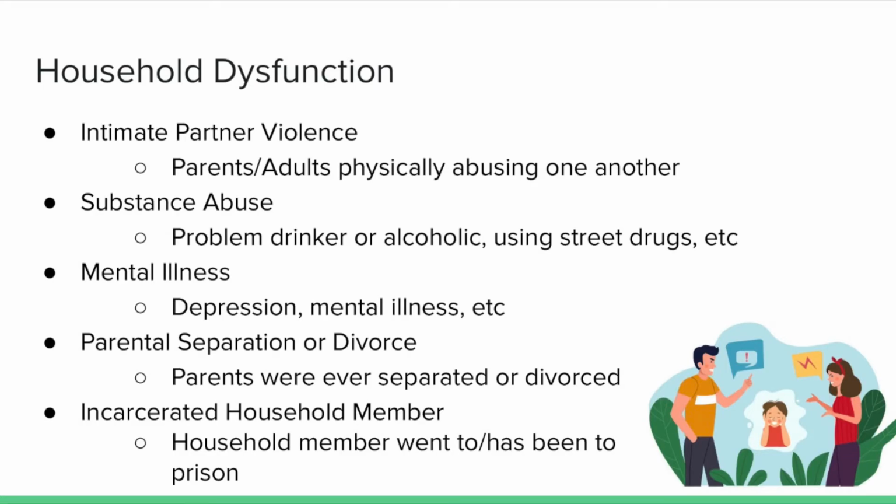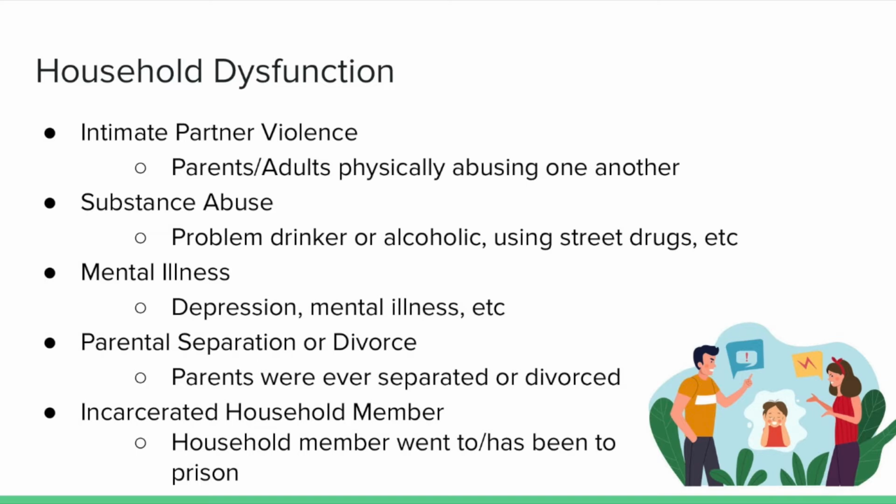There are five branches of household dysfunction. The first is intimate partner violence. This is when there is abuse by, to, or between parents or household members. The second is substance abuse, when a household member is a problem drinker, alcoholic, or user of street drugs. The third is mental illness, meaning a member of the household struggles with a mental illness.